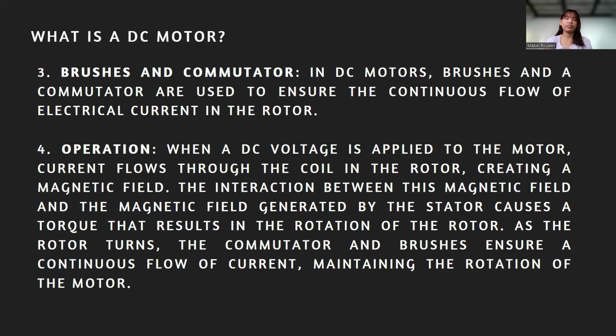the rotor. Lastly, operation. When a DC voltage is applied to the motor, current flows through the coil in the rotor, creating a magnetic field. The interaction between this magnetic field and the magnetic field generated by the stator causes a torque that results in the rotation of the rotor. As the rotor turns, the commutator and brushes ensure a continuous flow of current, maintaining the rotation of the motor. That is the overview about the DC motor and those are the parts.